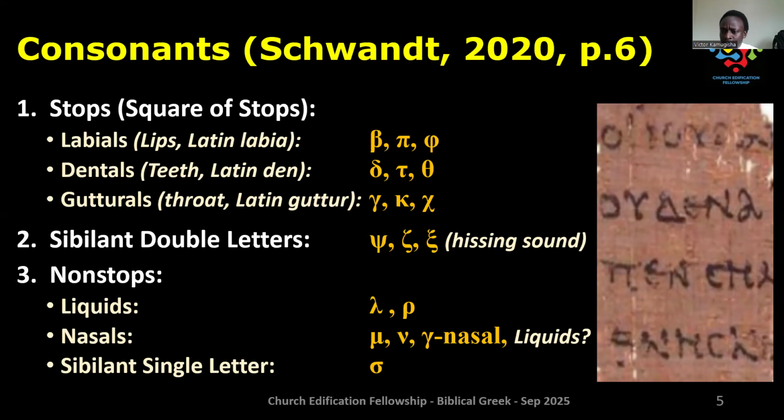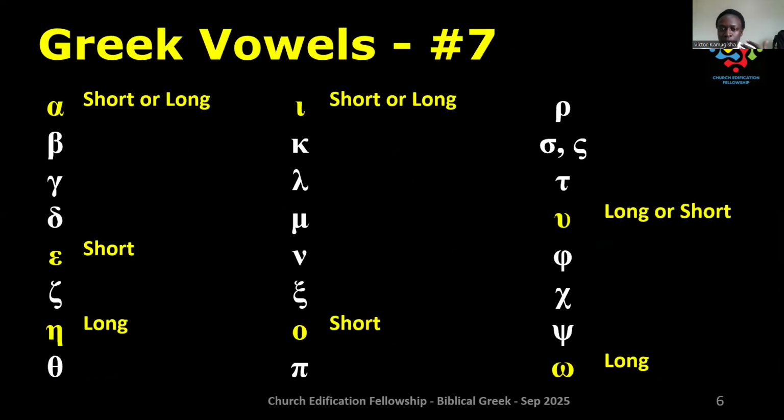Some authors classify nasals as liquids, and that's acceptable. And then we have the sigma as the sibilant single letter. So this is a classification of consonants. Again, before we go to Matthew 1 to practice some reading, we need to understand the Greek vowels.